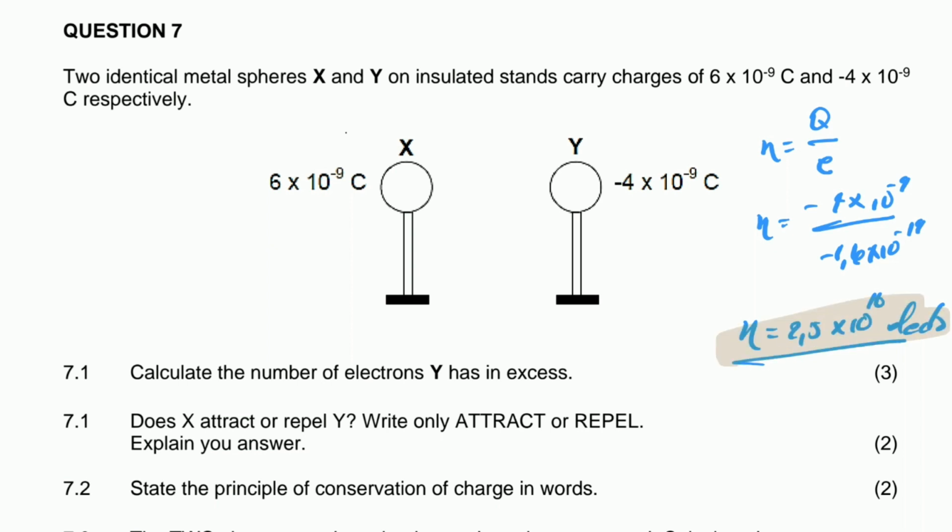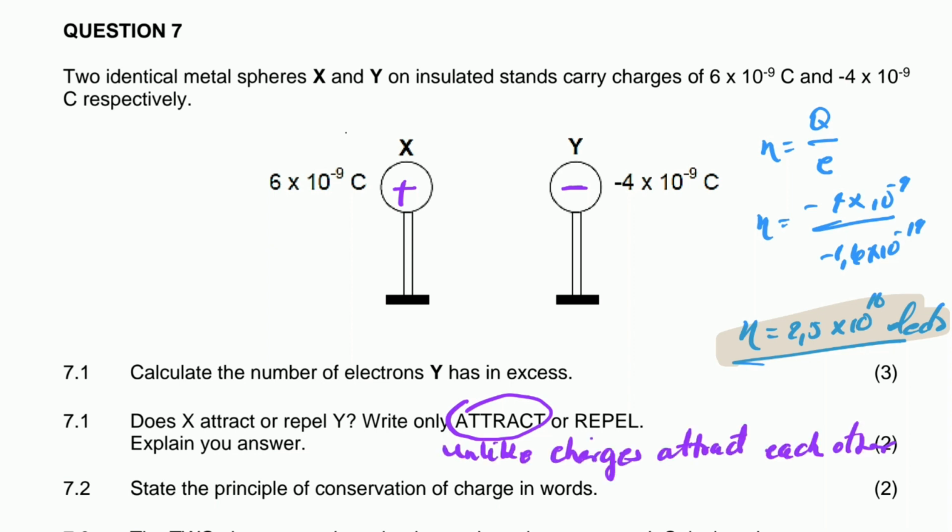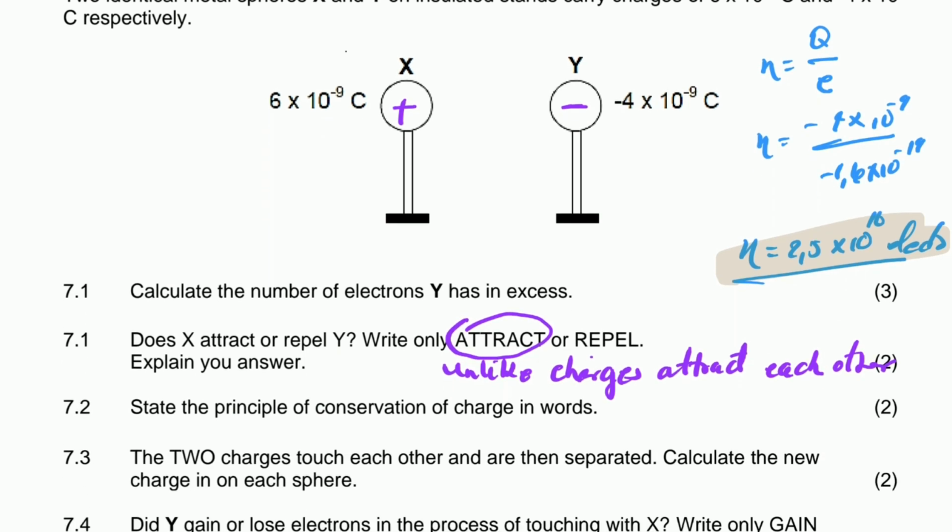Then, does X attract or repel Y? You can see that they have unlike signs there. This one is negative, and this one is a positive charge. So obviously they will attract. Why do they attract? Because unlike charges attract each other, and like charges repel each other.